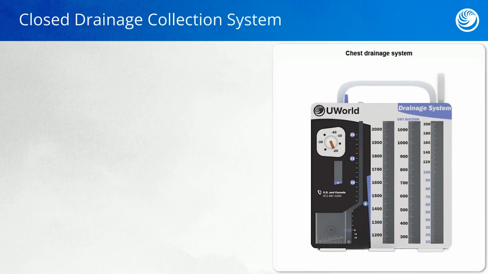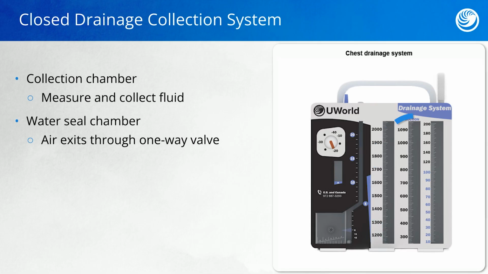This is a picture of a chest drainage system, and it's going to measure and collect fluid and also let air escape through a one-way valve. Now you might see a word called tidaling, and what that means is as the patient breathes in and out, you can see fluid move in and out and tidal in your drainage system. When the lung re-expands, though, tidaling will stop, which is a good thing.